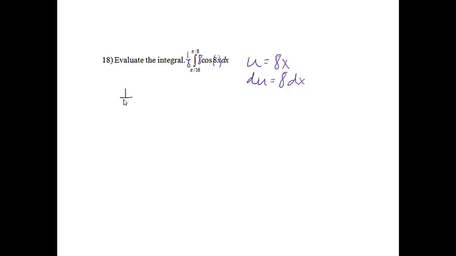So now let's look at what we have. We have a 1/8. And then we have, cross this 8x off, we called that u. The 8 and the dx together become du. So if I look at this, I've done nothing with the cosine. So the cosine's still there, but now I just have u and du. All right, so from here, I know the integral of the cosine of u is sine u. So this is going to be 1/8 sine u.